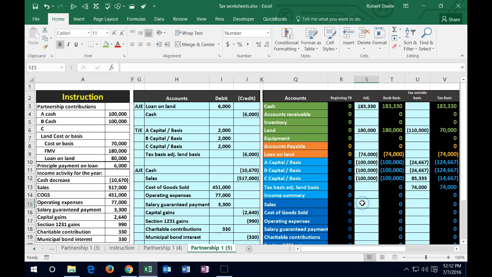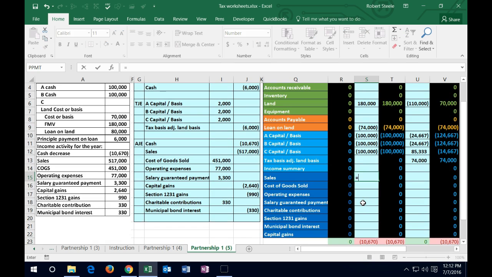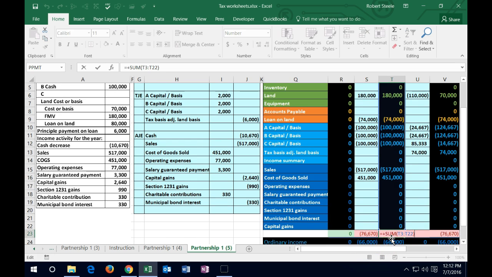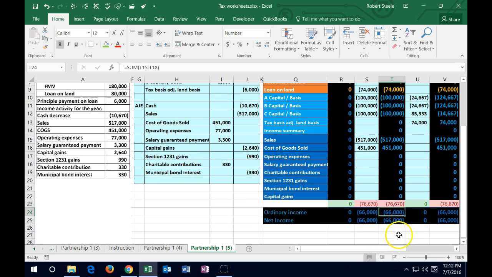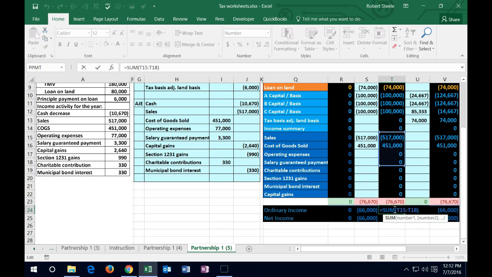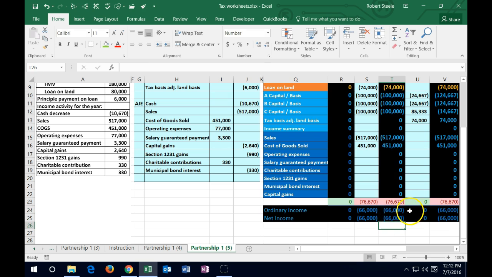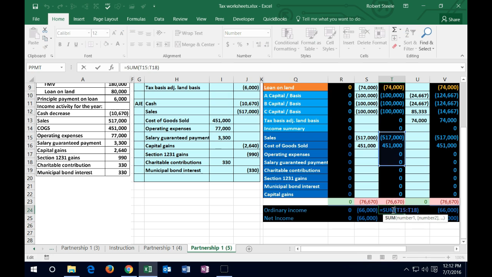And then we'll go down to sales down here. And sales is going to increase by the 517. Then we're in cost of goods sold. Cost of goods sold is going to increase by 451. So our gross profit is now here. Our gross profit is here, our net income. And our gross profit is here. This is ordinary income versus net income. Net income is everything. Ordinary income is going to be everything above here. So we'll see that as we go.